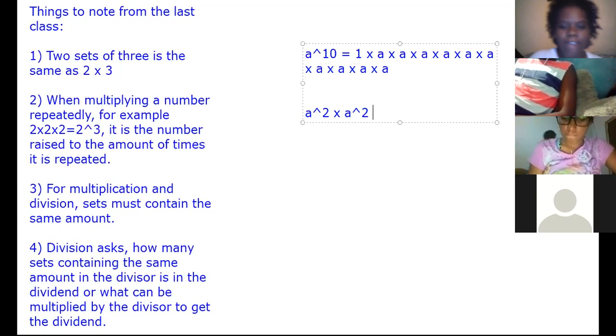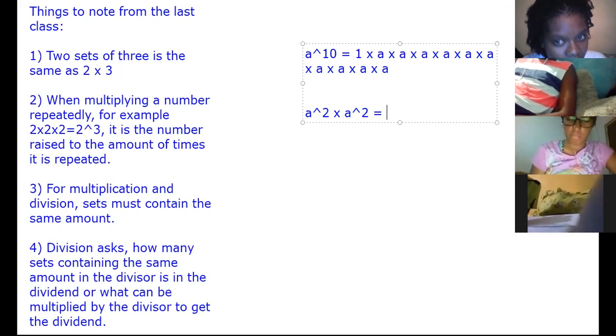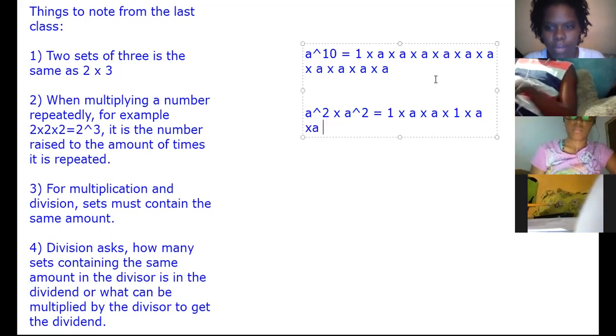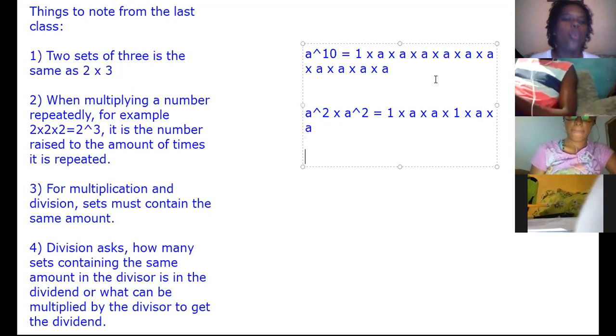If I have, for example, a to the second power times a to the second power, this is saying 1 times a times a, times 1 times a times a. Now, my question to you, what do you recognize with the indices version?